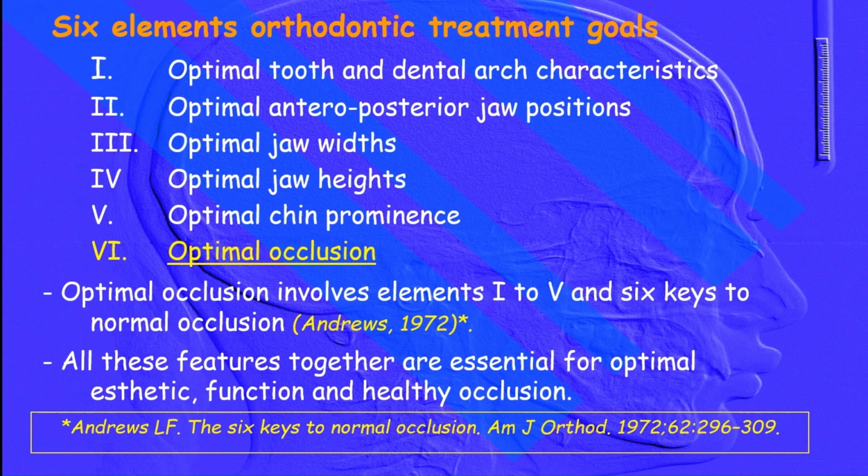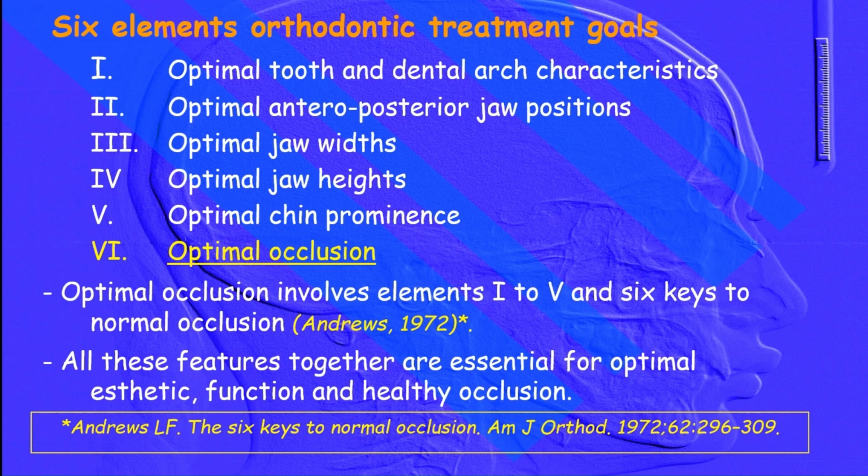1. Optimal tooth and dental arch characteristics. It deals with the shape, size, and number of teeth in the maxillary and mandibular arches and dental arch forms, etc. Unless all these things are normal, optimal occlusion cannot be achieved.